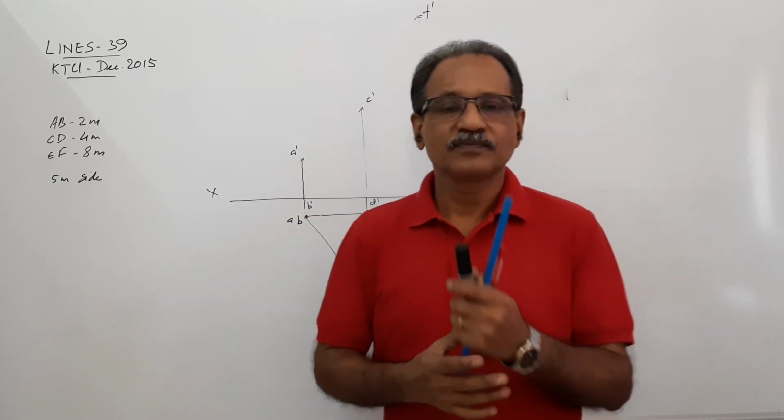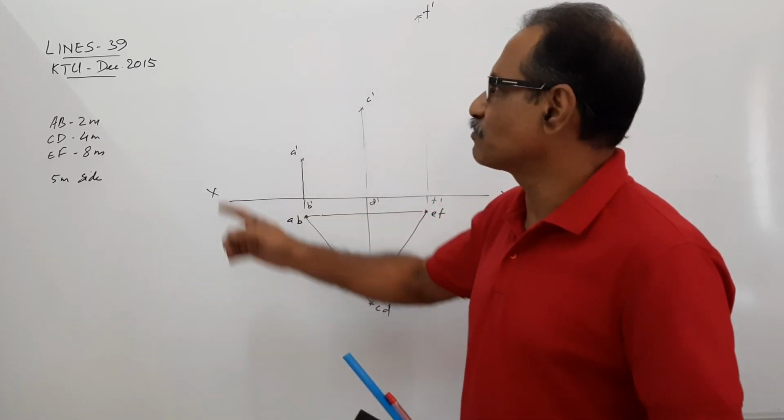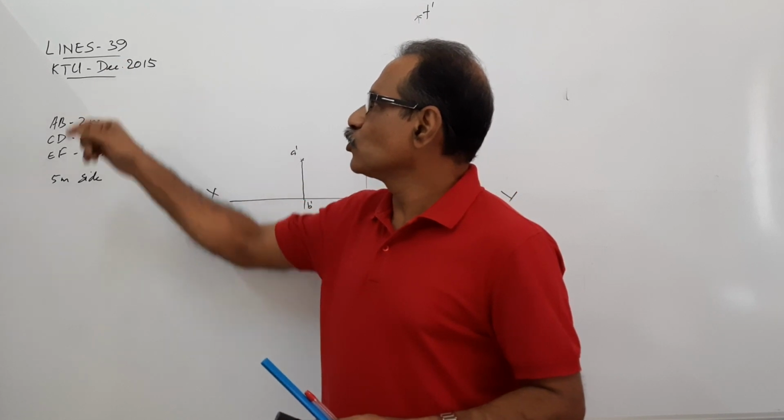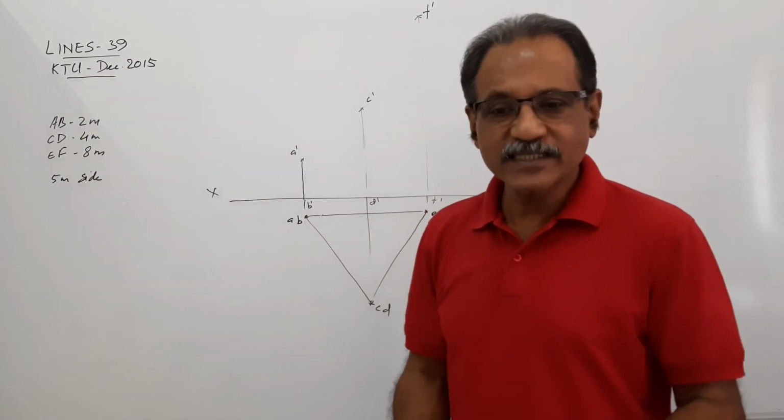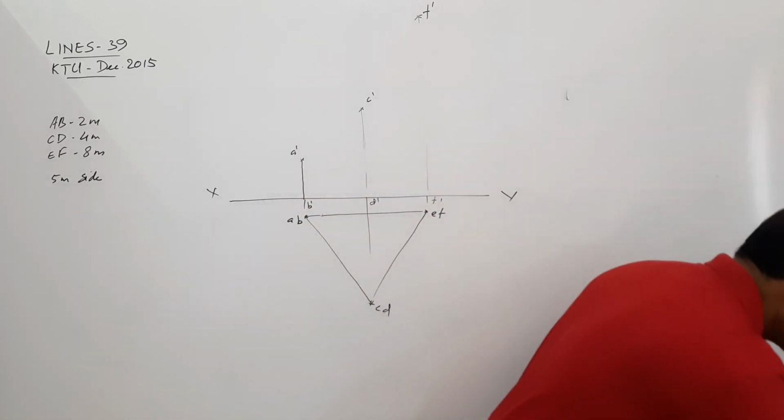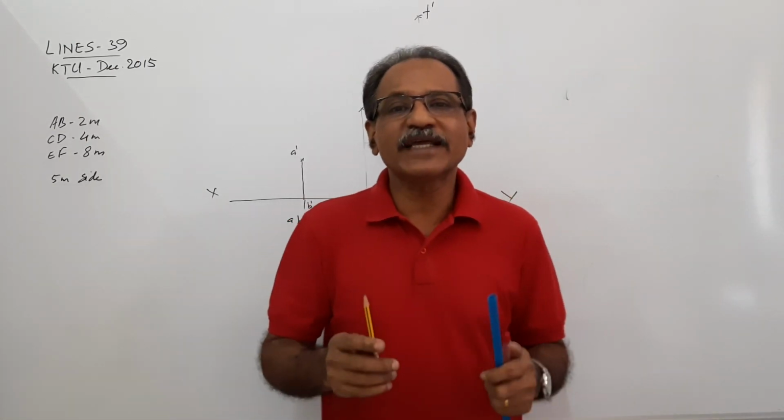Hi students, this is a very interesting question from KTU December 2015. This is video lines 39. It says about three poles. It says about three vertical poles.